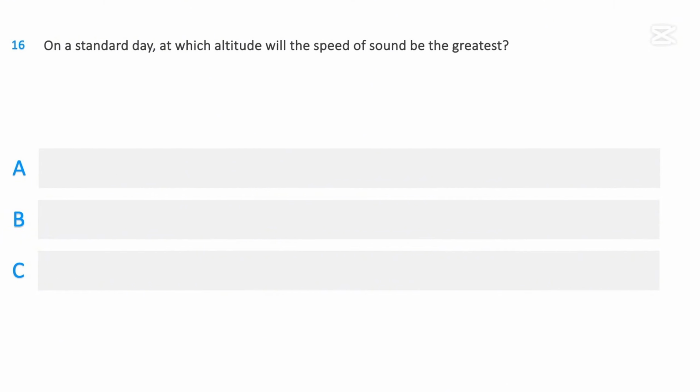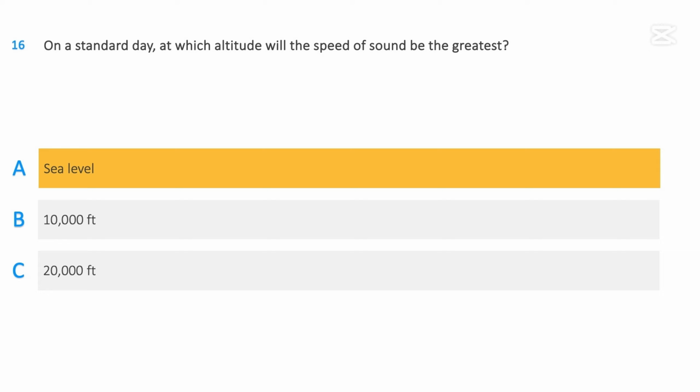On a standard day, at which altitude will the speed of sound be the greatest? Sea level. 10,000 feet. 20,000 feet. The correct answer is sea level.